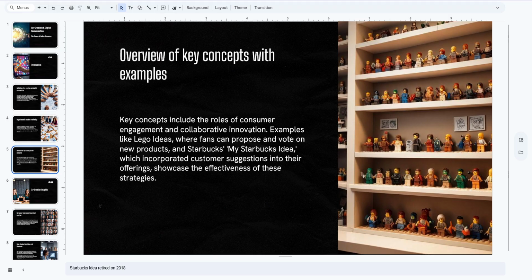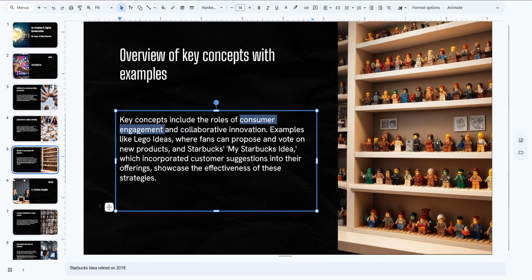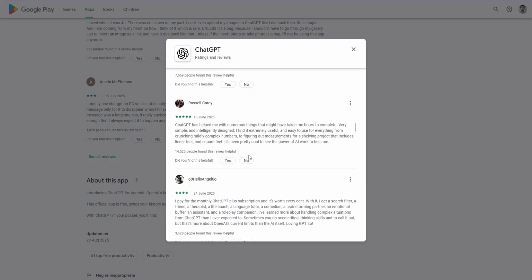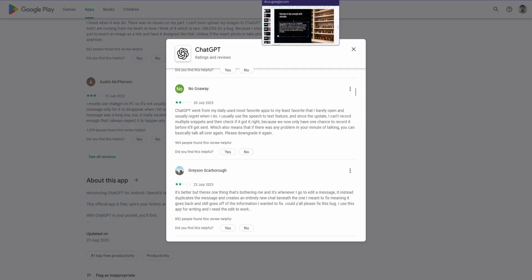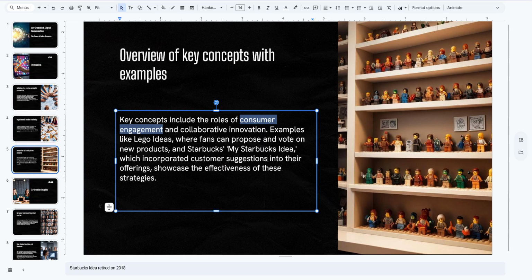So key concepts include the role of consumer engagement and collaborative innovation. Consumer engagement is where we will enable the consumers to engage with us. We will provide them platforms like this where they can freely talk about us, discuss about us. So digital communities also are a way of that.